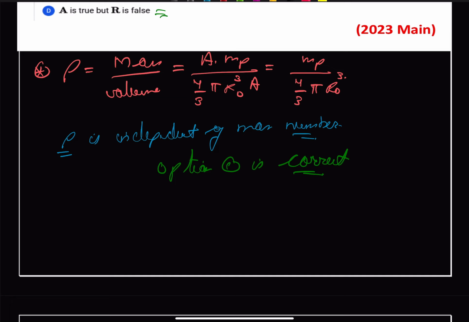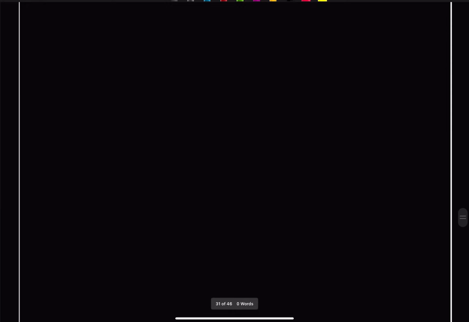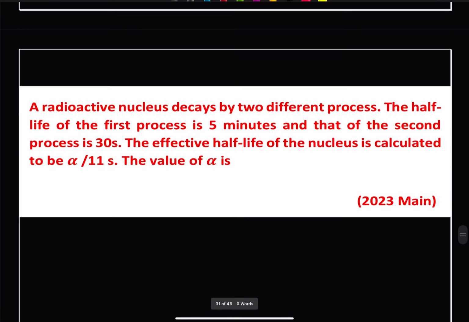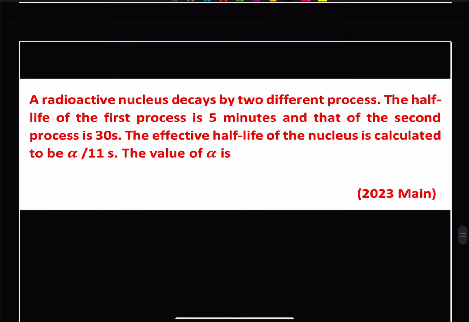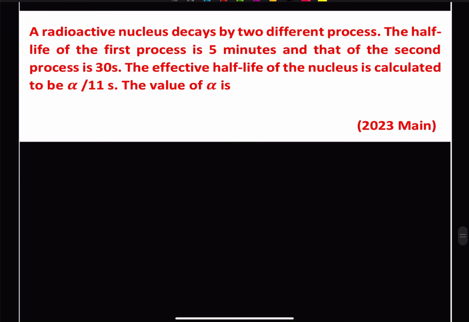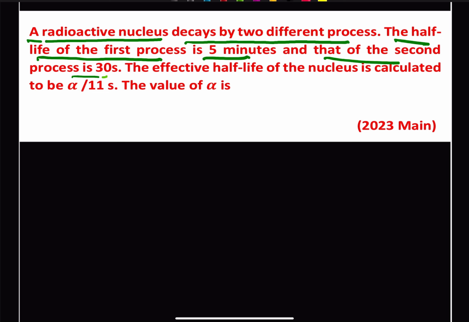Next question. It states that a radioactive nucleus decays by two different processes. The half-life of the first process is 5 minutes and that of the second process is 30 seconds. The effective half-life of the nucleus is calculated to be alpha upon 11 seconds. The value of alpha is.